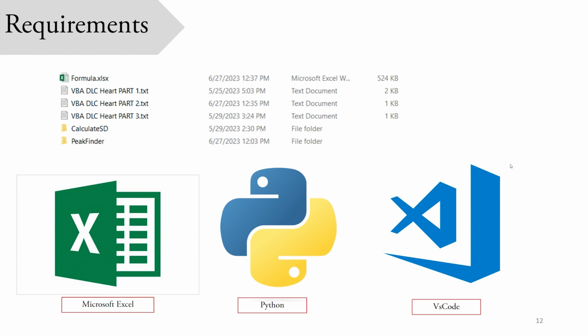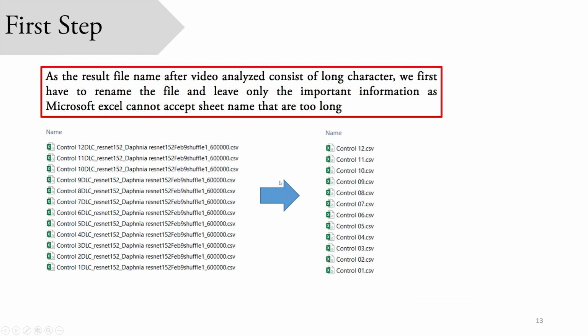So to use this macro, there are several required files, like the formula Excel, which has some formulas already embedded in each cell. Basically, this formula will be copied later to your original file. And also the DLC VBA, which is divided into three parts, and also the calculate SD program and the PickFinder program, which is based on Python.